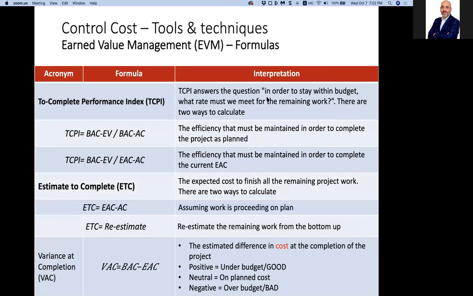It answers the question in order to stay within يا البادجت at completion يا version 1 of the new estimate at completion. Okay, what rate must we meet for the remaining of the work؟ يعني هال remaining of the work كيف الريت تبعه لازم نتقدم فيه من حيث الوقت والمصاري. ايه ما هو انا ما فهمت شو الريت، شو يعني ريت؟ It's an index. اذا بيعني 0.7 بيعني شيء، اذا بيعني 1.2 بيعني شيء. هون عكسه ليك، يعني تحت ال1 it's good، فوق ال1 it's bad.